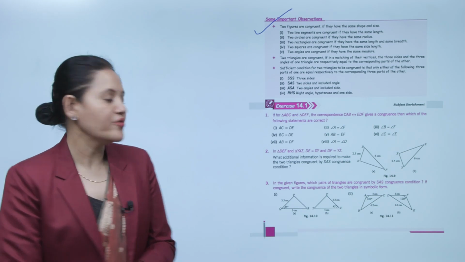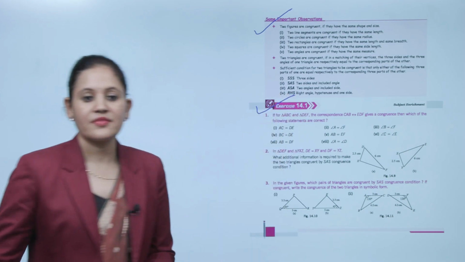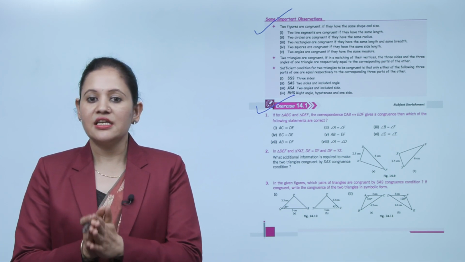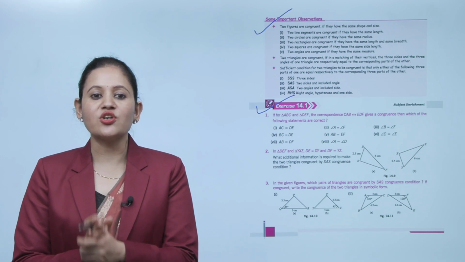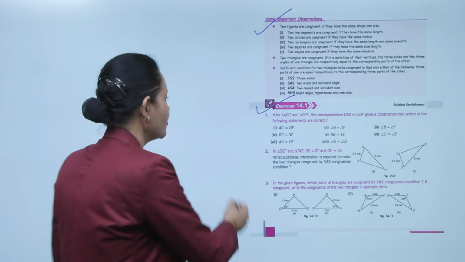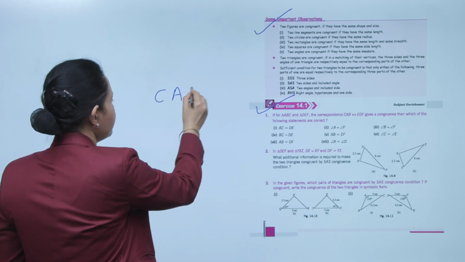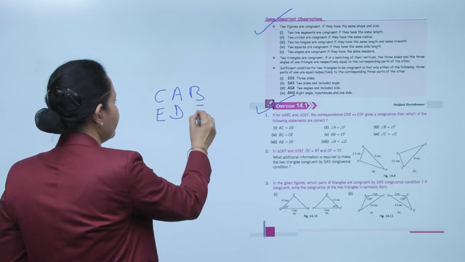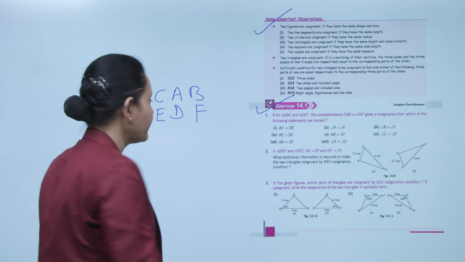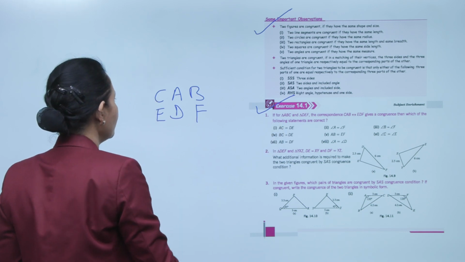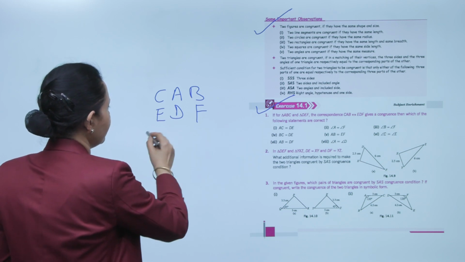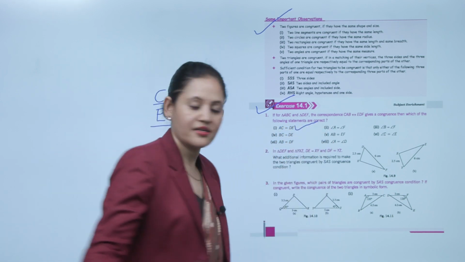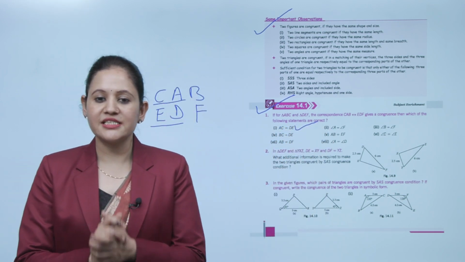Next is exercise 14.1. If for triangles ABC and DEF, the correspondence CAB and EDF gives the congruence, then which of the following statements are correct? So, angle CAB equals angle EDF. Clear? So, AC equals DE or ED. AC equals ED. That means this one is correct. Clear? So, practice all the questions of this exercise.